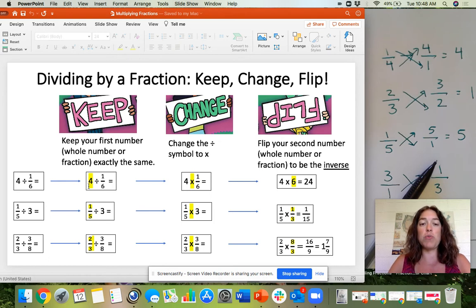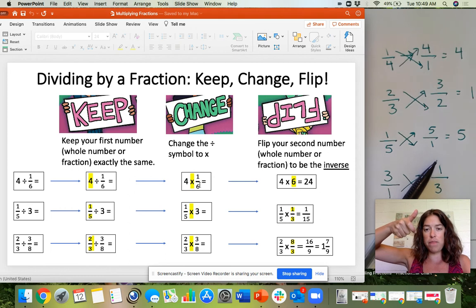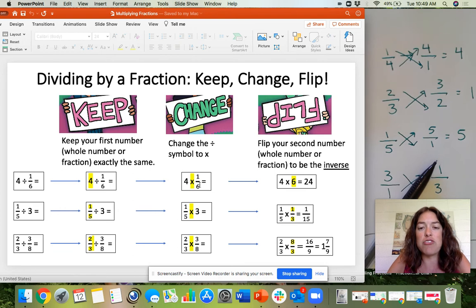The next thing we do is we change. So I changed my division symbol into a multiplication symbol. And then the last thing I do is I flip. I'm going to flip the second number, whether it's a whole number or a fraction, to be the inverse. Now in this first example, I started with 1/6. When I flip 1/6 over, it gives me 6/1, but I know that's just the same as 6. And so when I multiply by the inverse, 4 times 6, I get an answer of 24.